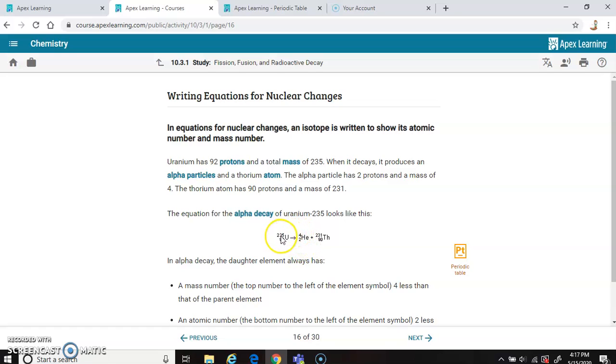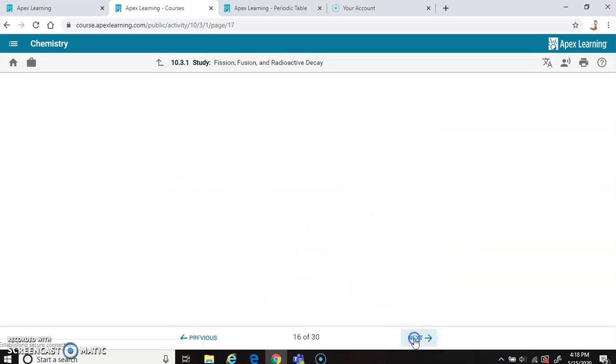So all you do is subtract. 235 minus 4 equals 231. That's what I wrote over there. 92 minus the 2 equals 90. What this is saying is, if I added these numbers up, 4 plus 231, I'd have 235. 2 plus 90, I'd have 92 on the left side. It's like splitting those 2 apart. Okay, and that's all it is.